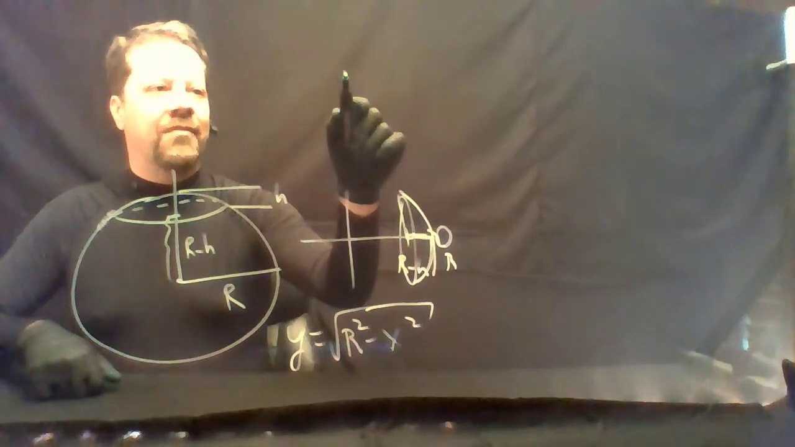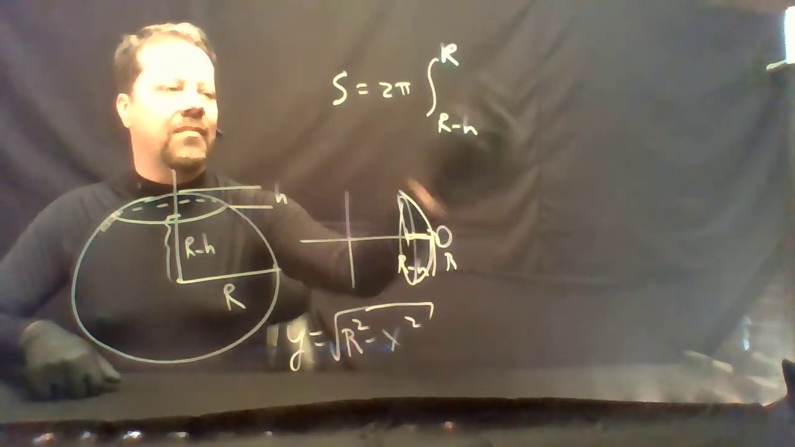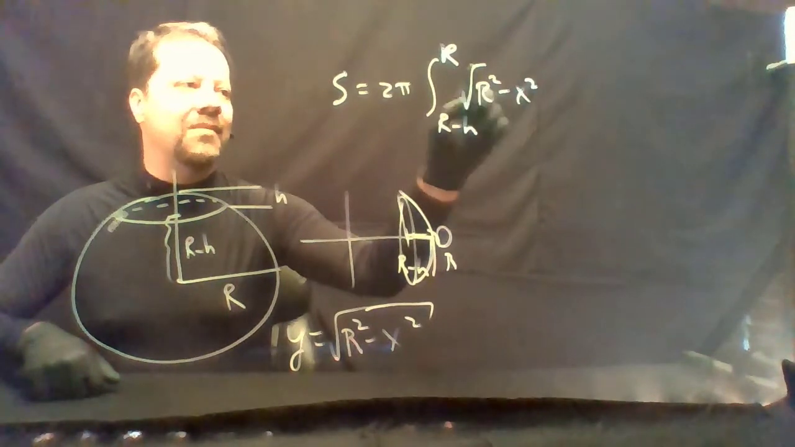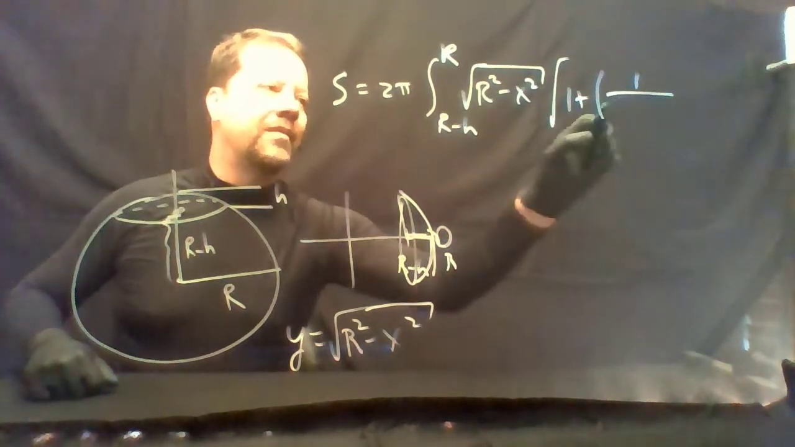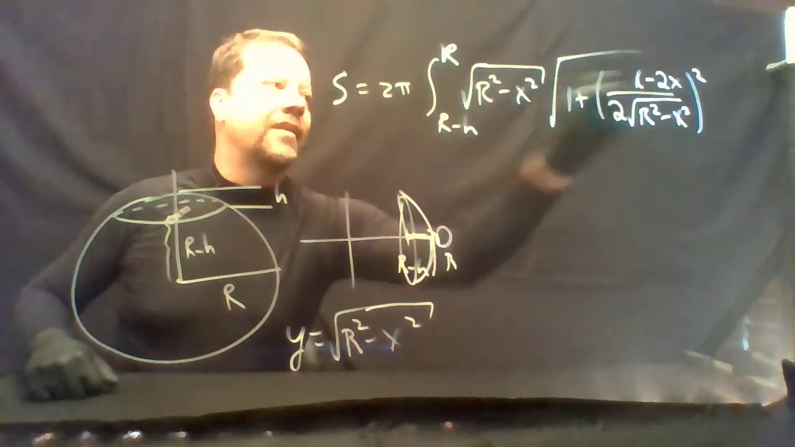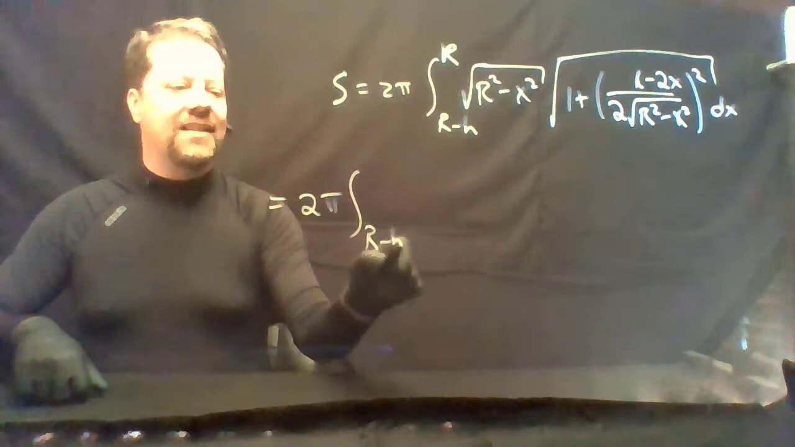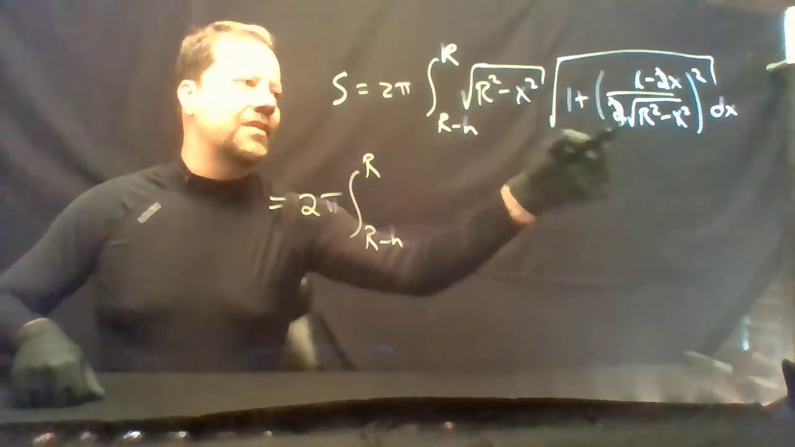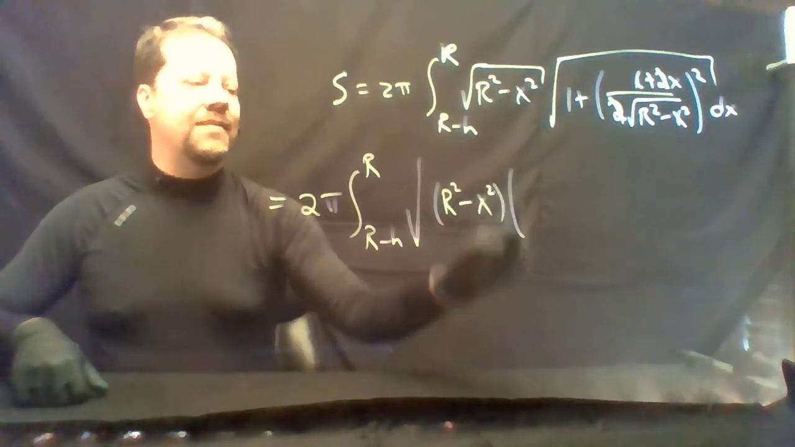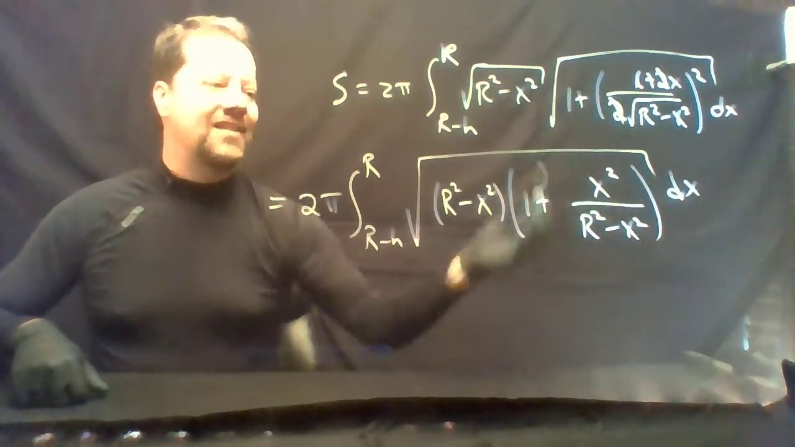We'll get the surface area is 2 pi, the integral from r minus h to r, and it was 2 pi f of x. That's the square root of r squared minus x squared. Square root of 1 plus f prime squared dx. We have 2 pi, the integral from r minus h to r. We can bring this in. We'll cancel first. The negative gets squared away. We'll have the square root of r squared minus x squared times the quantity 1 plus x squared over r squared minus x squared dx.